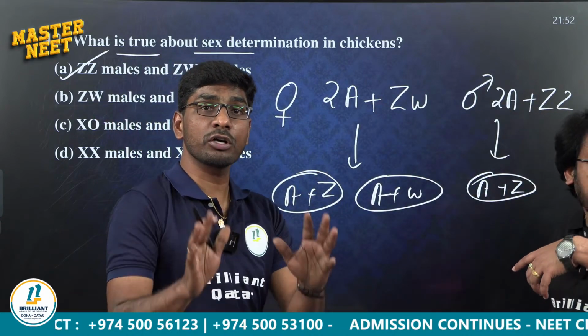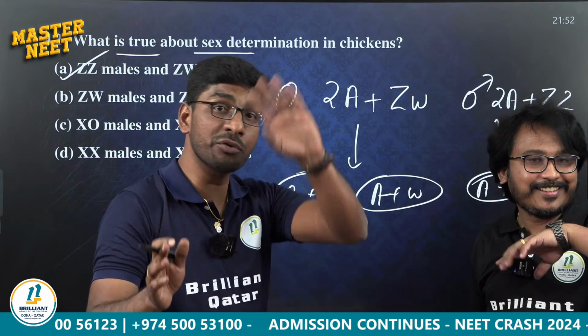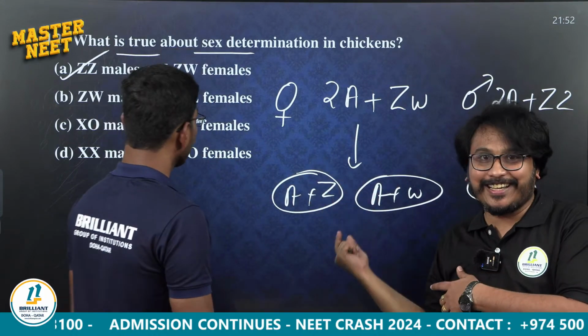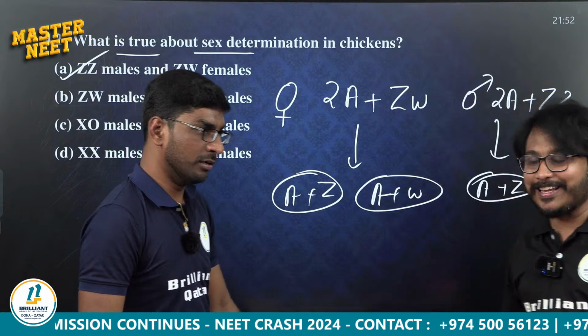Joseph, it's not correct, but a cross check: it is not XX/XO, that is in grasshopper, my dear. It is ZZ/ZW. We cannot consider X here. We consider it as Z and W only.